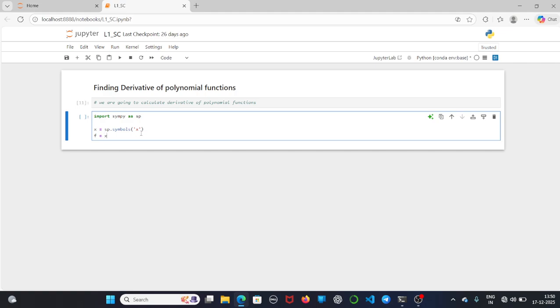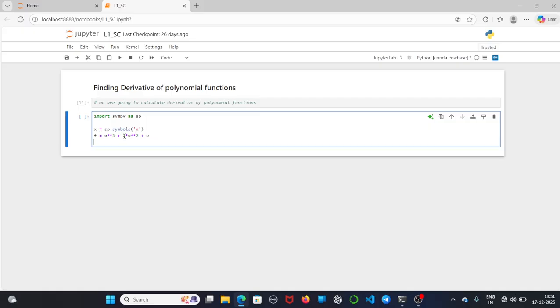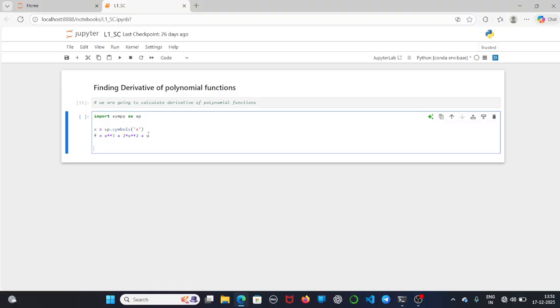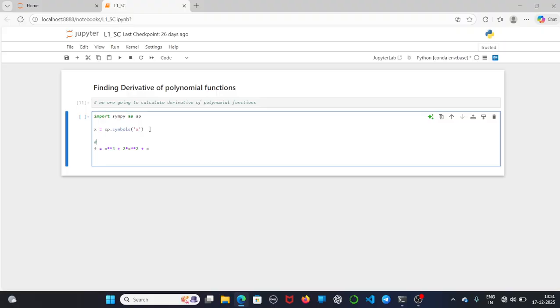So I can write the function x to the power 3. Double star means 3 is the power of x. If there is a single star, it means 3 into x, right? This is x to the power 3, and I can write 2 into x to the power 2 plus x, right? Now I have defined the function. This is the function of which we need to calculate the derivative, right?